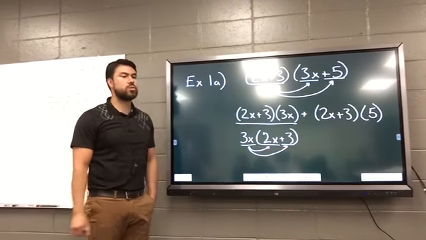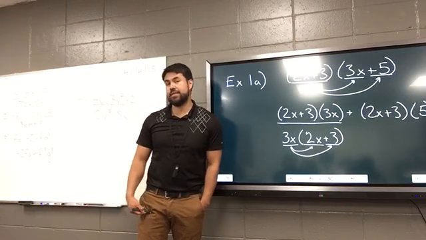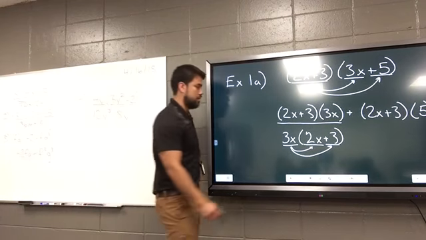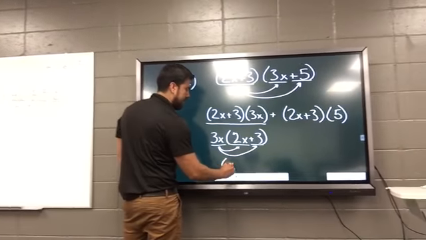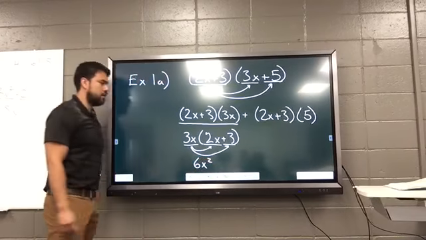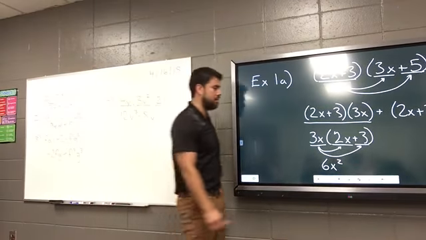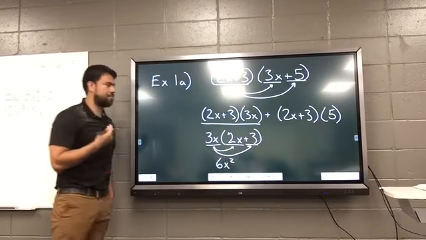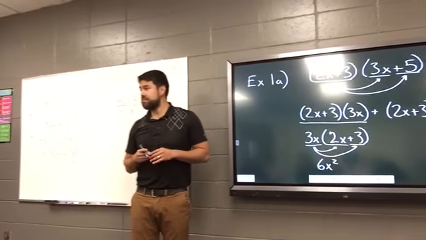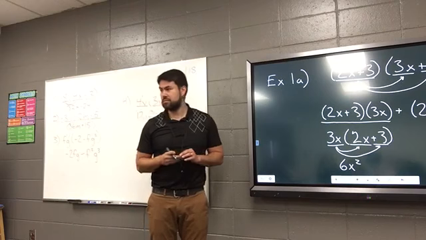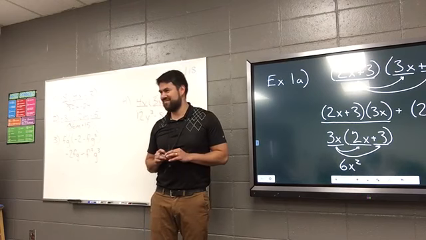So who can tell me what's 3x times 2x? Marissa? 6x squared. What's 3x times 3? Elizabeth? Well, I have a question. Can't you just multiply 2x times 3x and then 3 times 5?